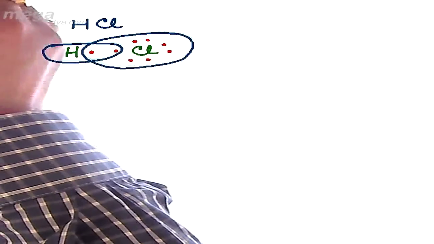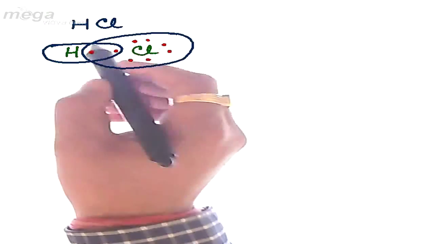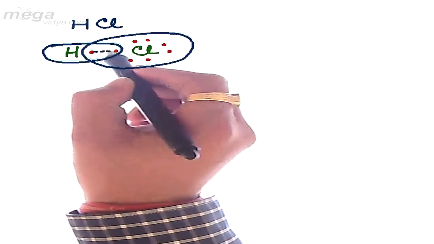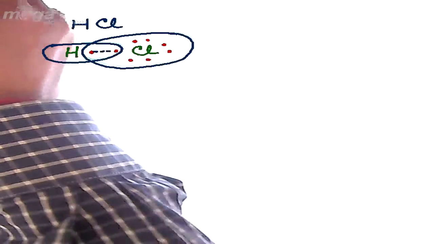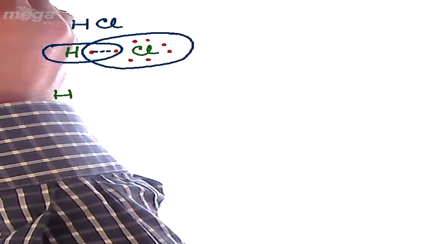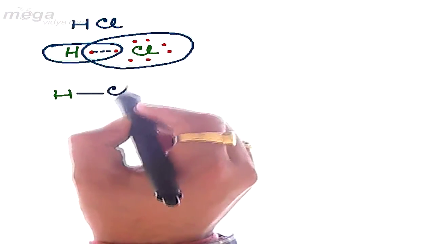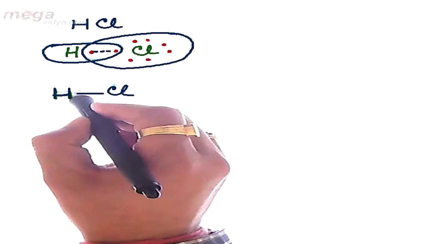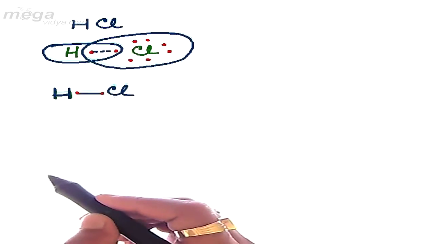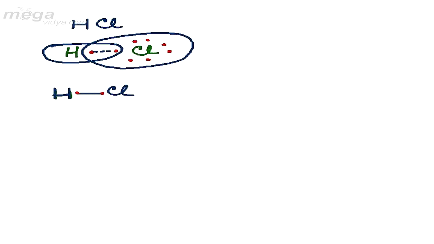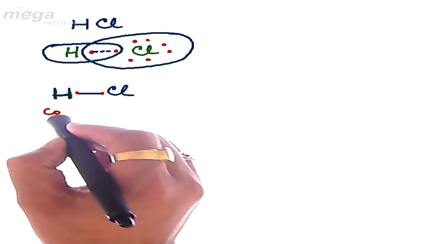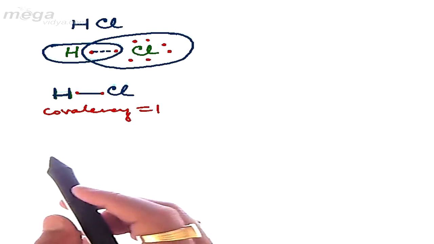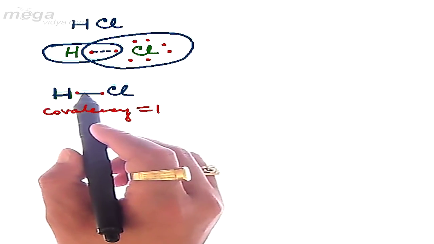Now students, we are observing that both hydrogen and chlorine are undergoing mutual sharing of 1 electron. So we can represent the molecule as H, then a single bond, then chlorine. Why are we using a single bond here? Because 1 electron is being mutually shared between both these atoms. So if we calculate the covalency, in this case the covalency will be equal to 1, because both these atoms are undergoing mutual sharing of 1 electron.